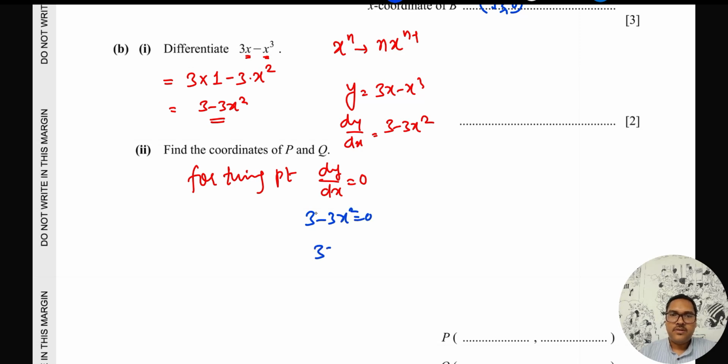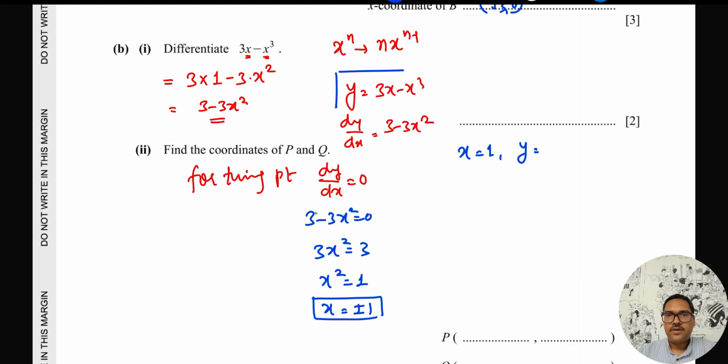So this means 3x square equal to 3, x square equal to 1, that is x equal to plus or minus 1. So what are the coordinates? x is equal to 1, then what is y? This is the equation of the curve, correct? So if I put x is equal to 1 here, this is 3 minus 1, which is y equal to 2.